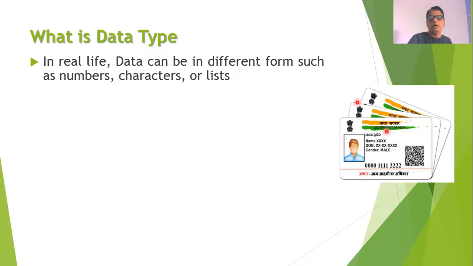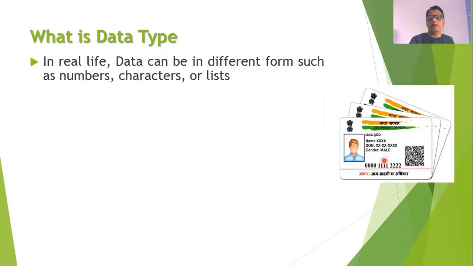Say, for example, this is an image of an Aadhaar card, and all of us have got this Aadhaar card. Now you know what this Aadhaar card contains. It contains the name, which is a sequence of characters. Then it contains the date of birth, which is a date containing the day, month and year. It contains gender, whether you are male or female. It contains one Aadhaar number, which is again a numeric number. So you will find that the data elements in the Aadhaar card are of different forms.